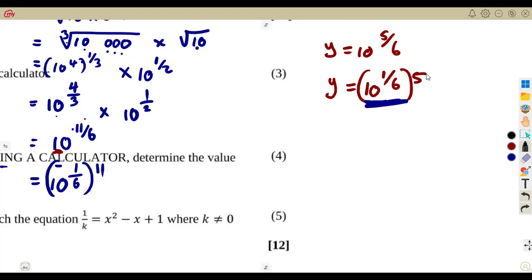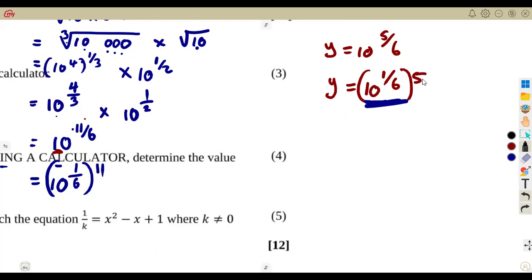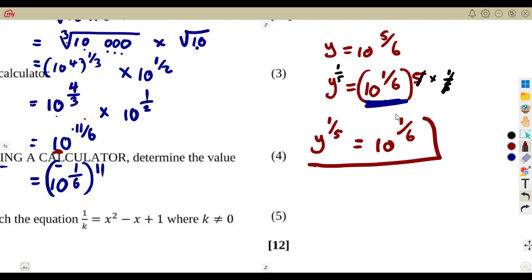How do we remove this 5 and have it this side? Remember, when you are given exponents, guys, you're going to multiply by the inverse: 1 over 5 to the exponent of 1 over 5. So this and this one was going to cancel. So meaning to say, wherever we see 10 to the exponent of 1 over 6, we see y to the exponent of 1 over 5. That is what it means from this interpretation that we had here.